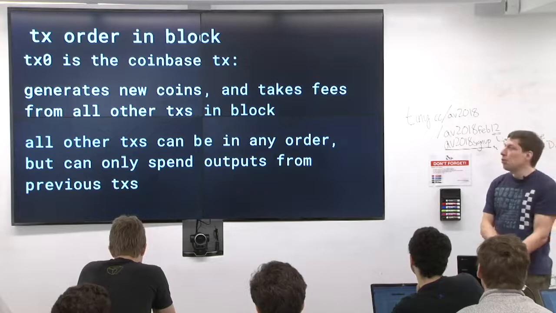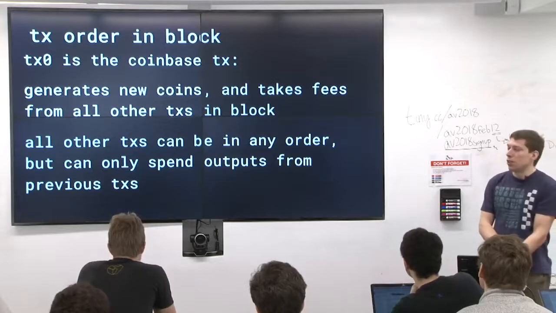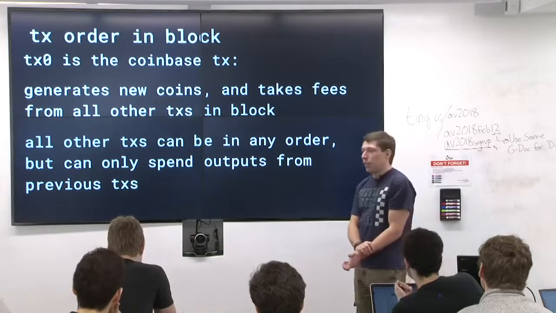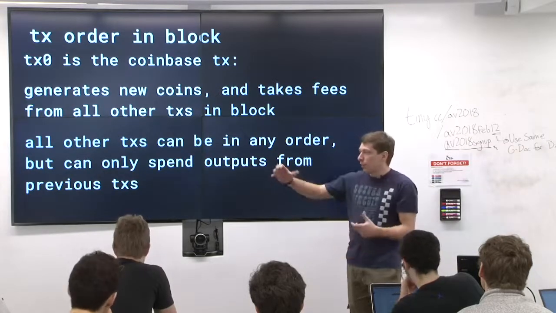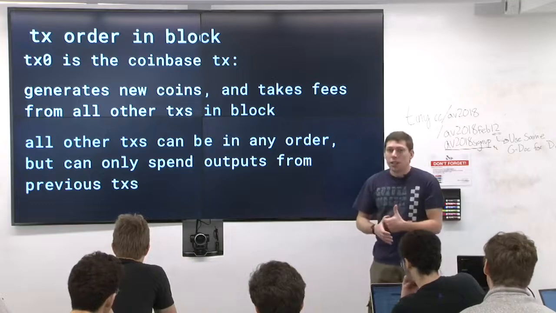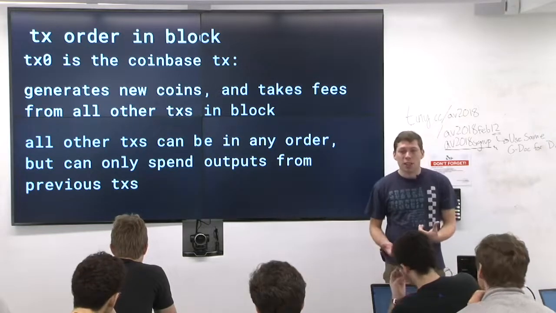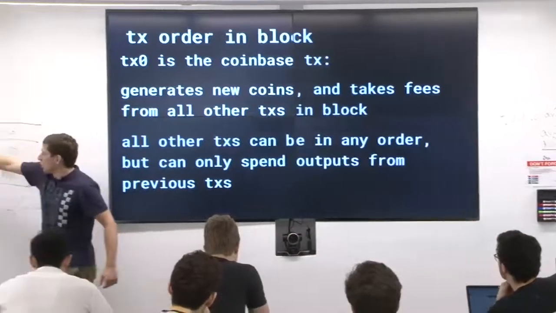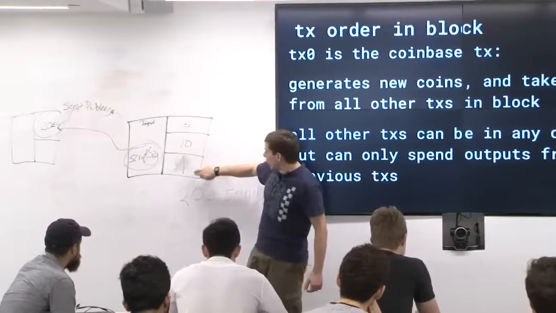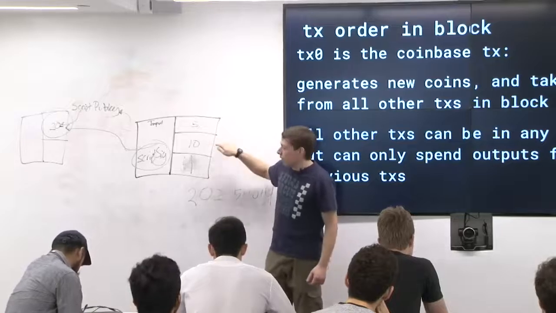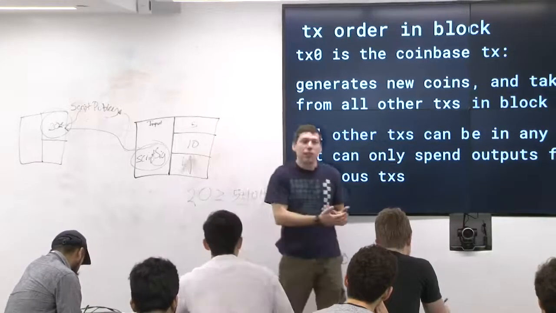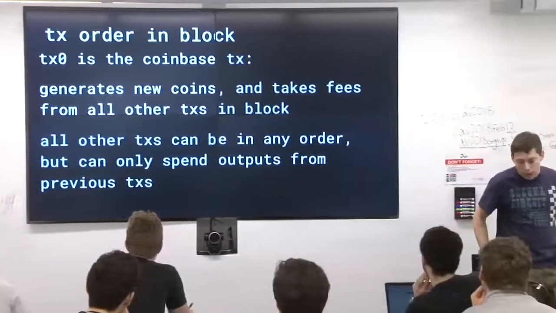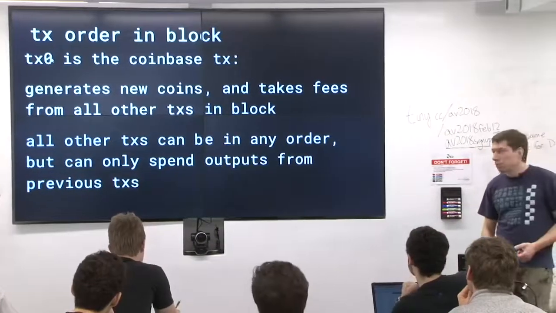It generates new coins, and it takes fees from all the other transactions in the block. I think Neha mentioned this yesterday, where if you have a difference between the input amounts and output amounts, that's implicitly a fee, right? So here, in Neha's example, you're spending 20 coins, you've got 5, 10, 4. Well, there's only 19 coins in the output, so there's an implicit fee of 1 coin. That 1 coin can go to transaction 0, right?